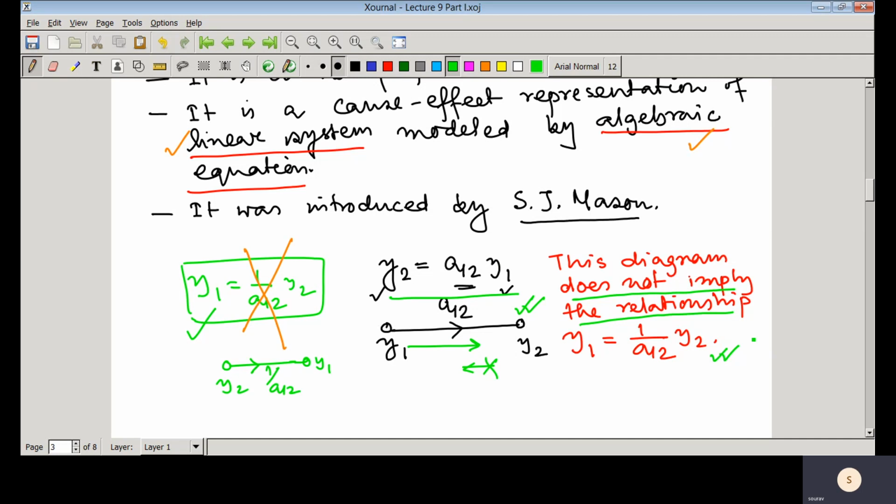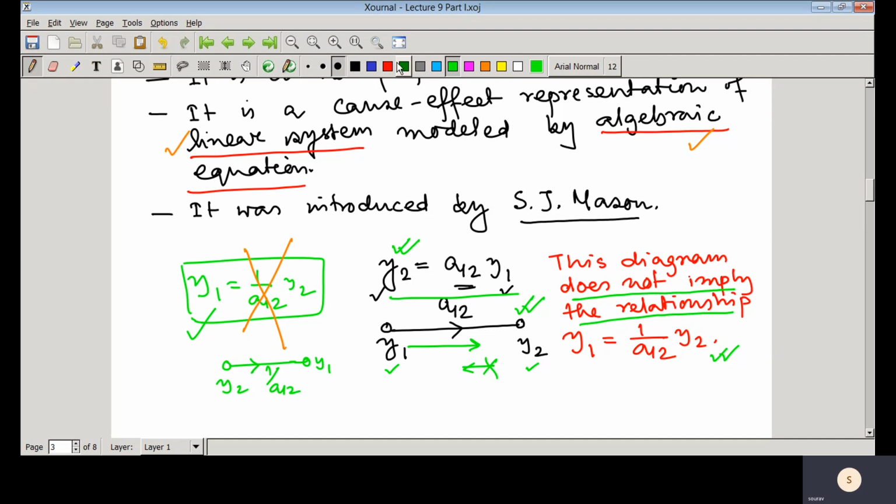So the signal flow graph actually represents that if it is y2 equal to a12 into y1, the signal is flowing only from y1 to y2, and the gain is a12. That means only this particular algebraic equation holds corresponding to this signal flow graph. If you divide by the gain, that relationship does not hold in this case. So it is very important.